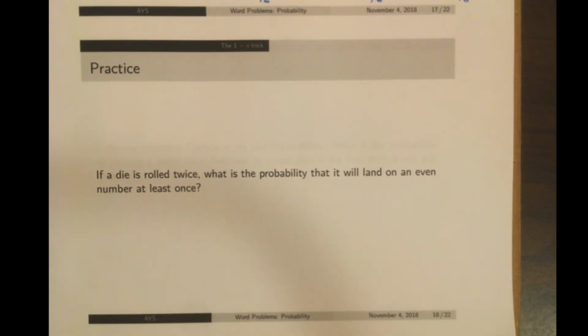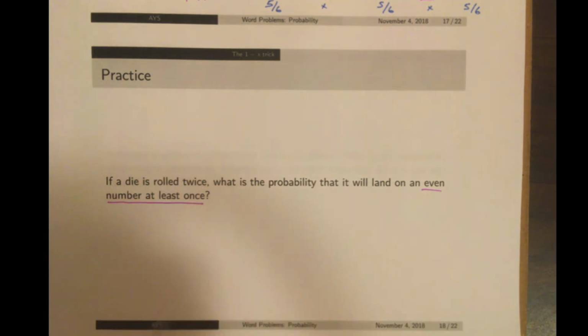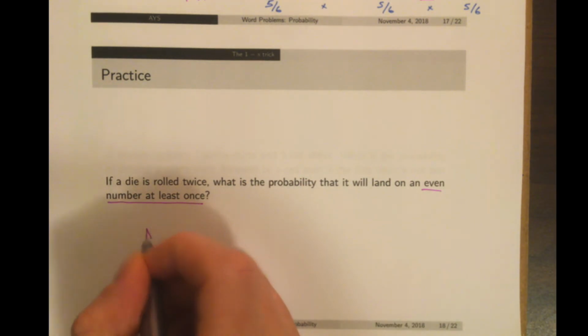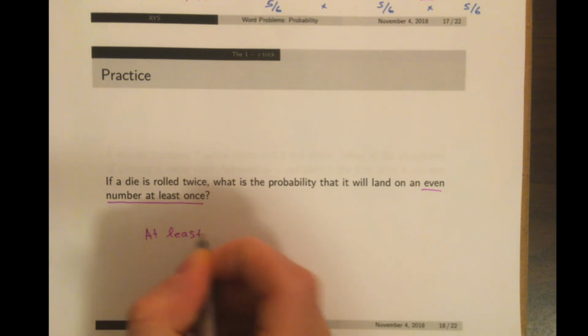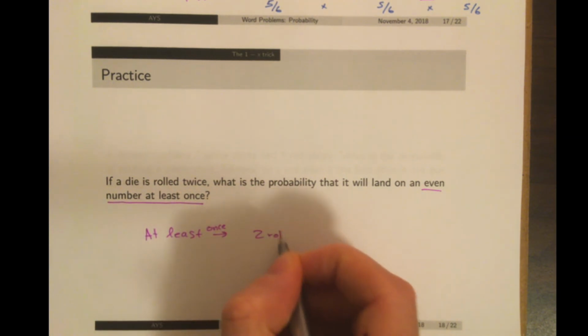Let's look at the next one. If a die is rolled twice, what is the probability that it will land on an even number at least once? Even number at least once. And doing 2 rolls. So we have an at least once question.